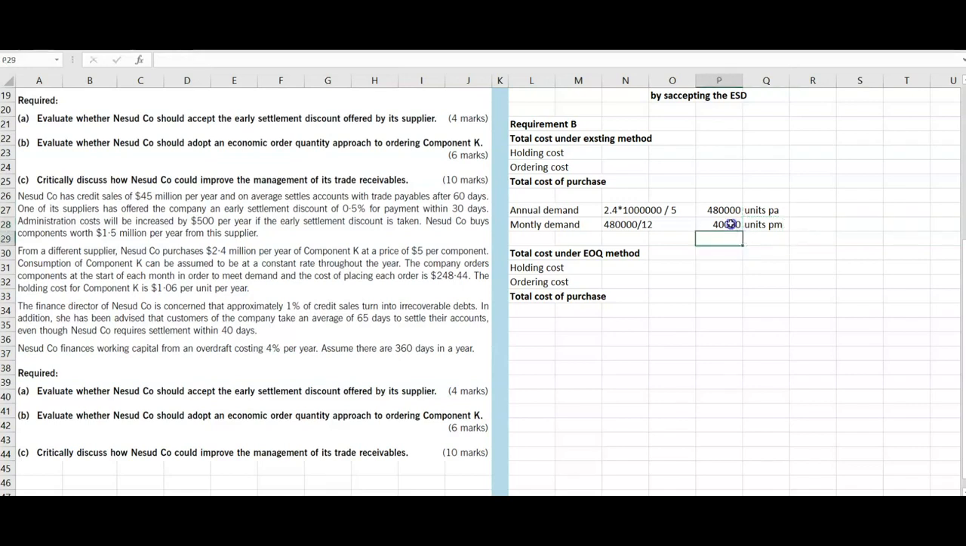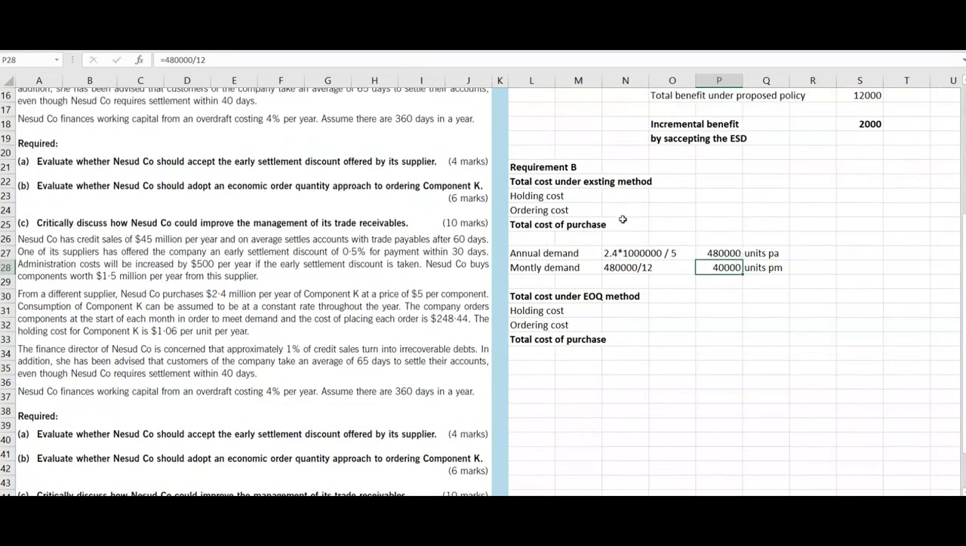Why can we say this is per month? Because if you look here, he says consumption of component K can be assumed to be at a constant rate throughout the year. So constantly they are buying. So every month they are buying 40,000 units. So with this information, we can calculate the holding cost. So we'll start from here.